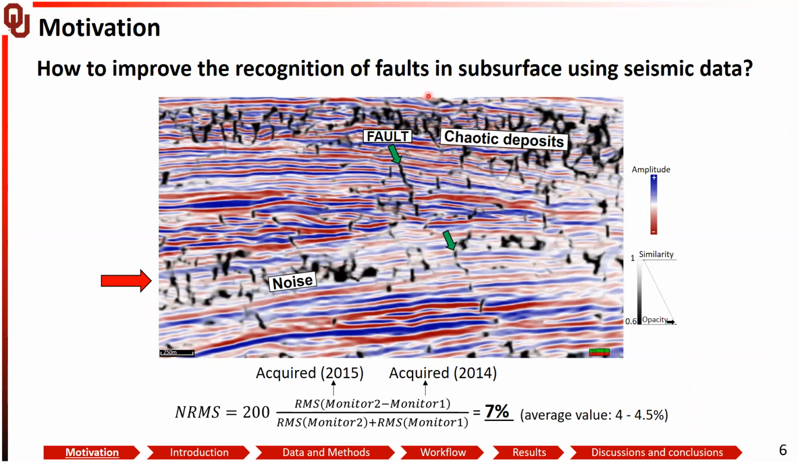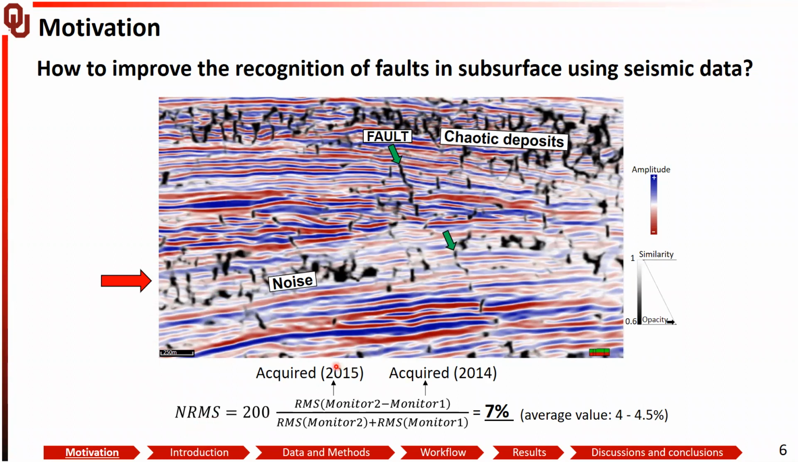By only looking at the attribute response, for example, in this image, I have the amplitude combined with the similarity attribute, and we can see some faults, discontinuities, some surface like here and also in this region. But we're also going to emphasize, for example, chaotic deposits, so stratigraphic features, and also seismic noise. And for this interval in specific, I have, for example, here the NRMS error.